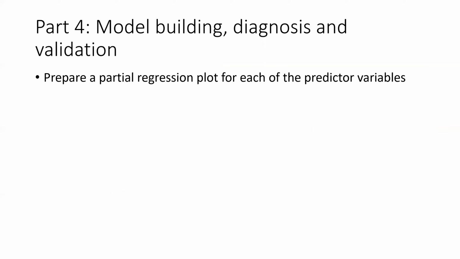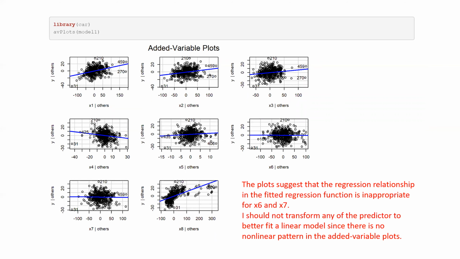And then we prepare a partial regression plot for each of the predictor variables. Here, the plot suggests that the regression relationship in the fitted regression function is inappropriate for x6 and x7. x6 and x7 may provide no useful information for our prediction. I should not transform any of the predictors to better fit a linear model, since there is no nonlinear pattern in the added variable plots.